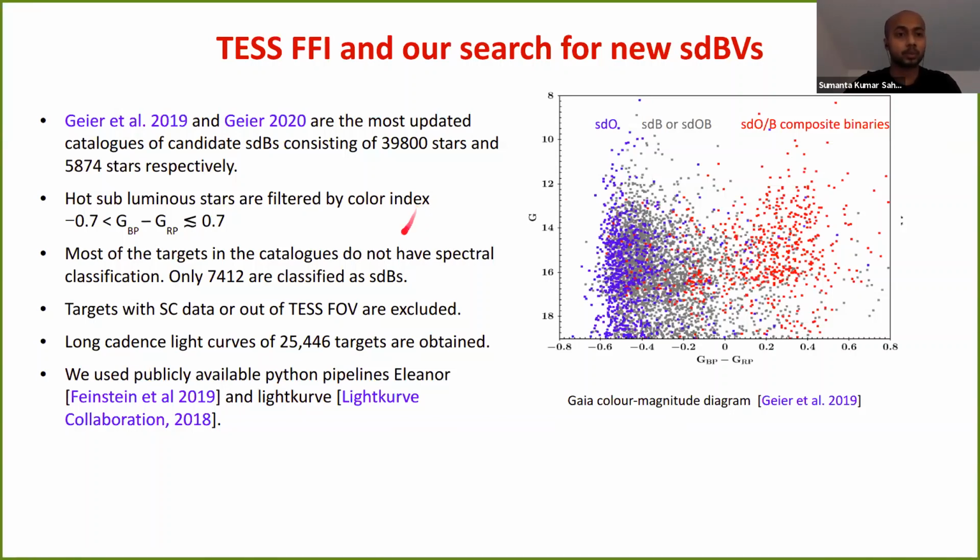For this purpose, as an input, we took the candidate SDB catalog, which is the most updated catalog published by Geier 2019 and 2020, which consists of more than 45,000 stars. They used all the Gaia stars and the Gaia color index, and limited the hot subluminous stars by filtering the color index from minus 0.7 to 0.7, which we can see in this plot.